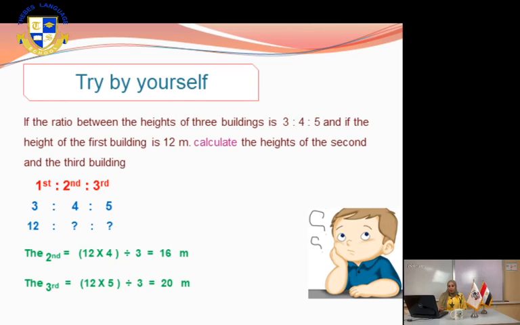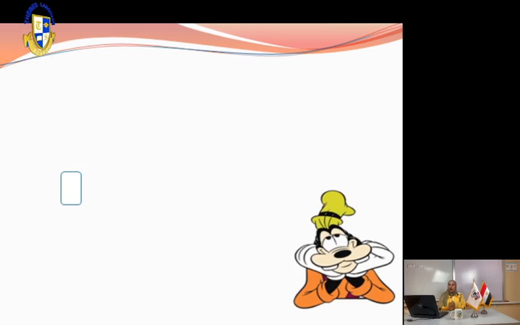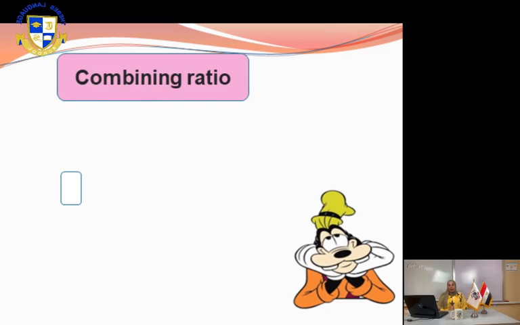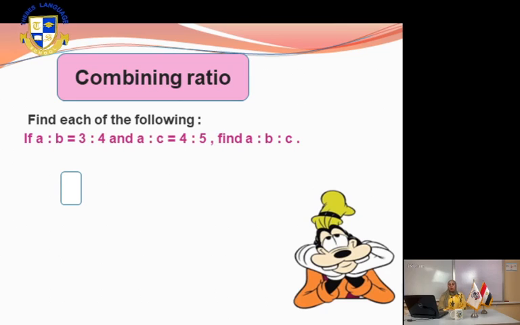Now I have a new kind of ratio, or we could say just a new case of ratio, combining ratio. Here, find each of the following. If A to B equals 3 to 4 and A to C equals 4 to 5, find A to B to C.